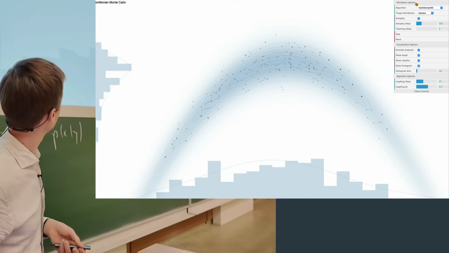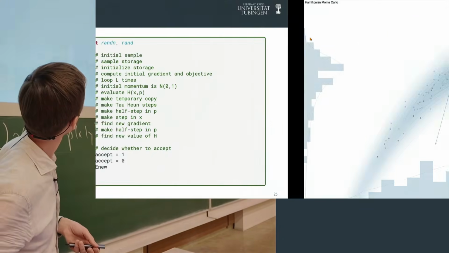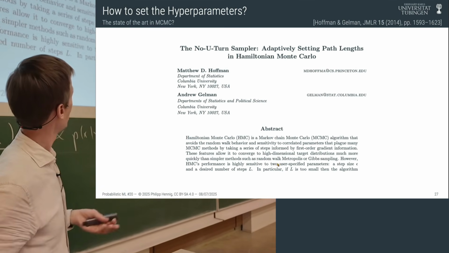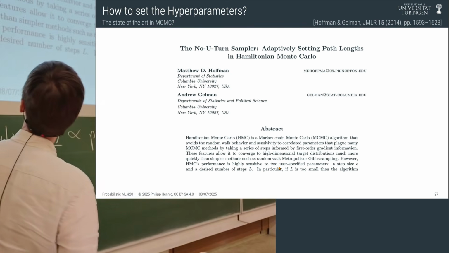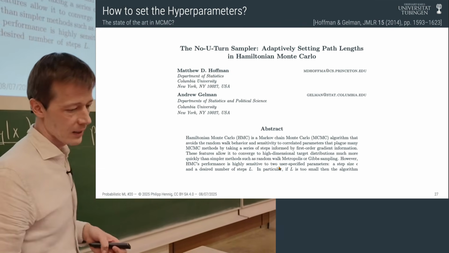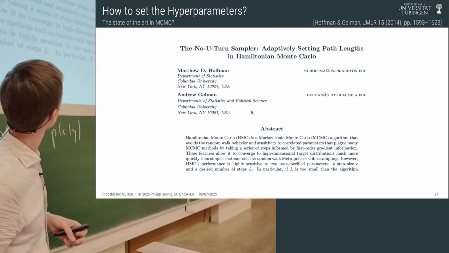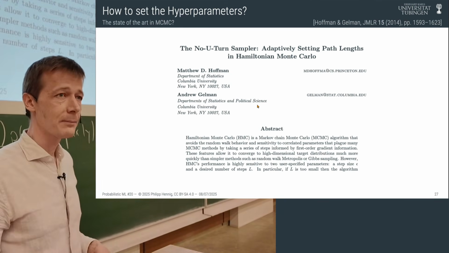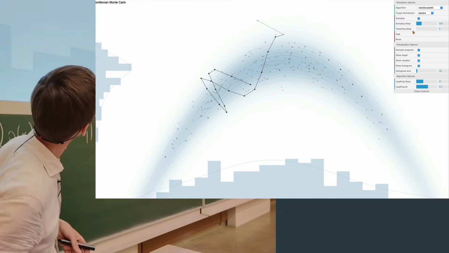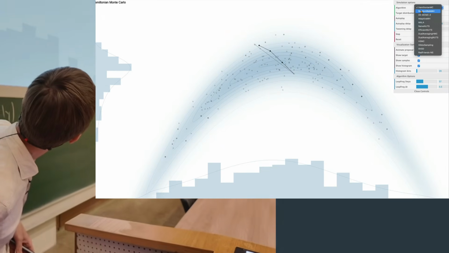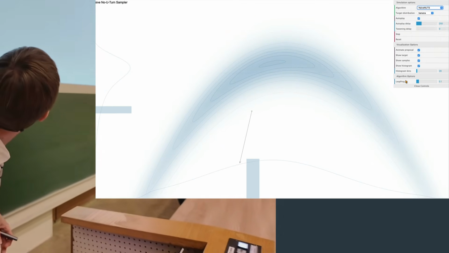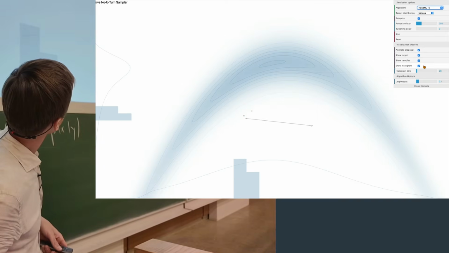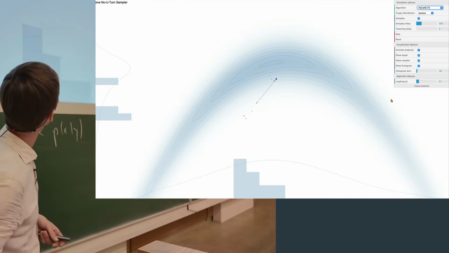And that's an idea behind one algorithm that tries to address this and that became quite popular, by Matt Hoffman and Andrew Gelman, published in 2014, called the No U-Turn Sampler, the NUTS. I'm not going to tell you how exactly this algorithm works, but you can imagine what it does.